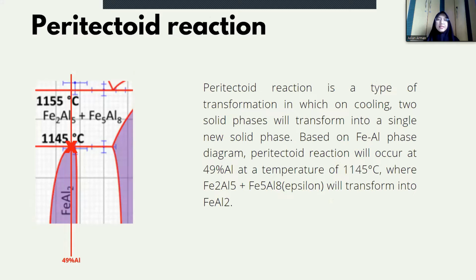Peritectoid reaction. Peritectoid reaction is a type of transformation in which, on cooling, solid phases will transform into a single new solid phase. Based on FeAl phase diagram, peritectoid reaction will occur at 49% Al at a temperature of 1155 degrees Celsius, where Fe2Al5 plus Fe5Al8 epsilon will transform into FeAl2.